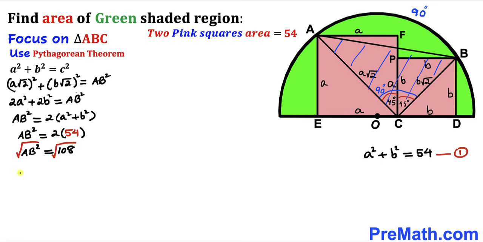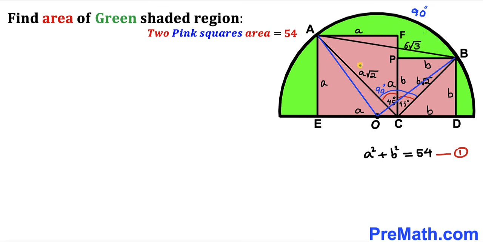So therefore our AB length, if we simplify the right hand side, that is going to give us 6 times square root of 3. So therefore this diagonal AB length turns out to be 6 times square root of 3. And here's our next step. I have connected this center O with these points A and B.